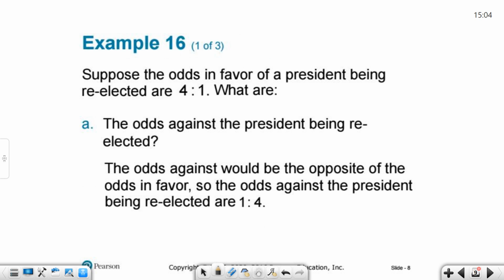So in this one, I say, suppose the odds in favor of a president being reelected are 4 to 1. What are the odds against? Okay, so remember, this is can to cannot. So if I asked for the odds the opposite way, it would just be 1 to 4. So it would be cannot to can, right? And so that's how that one would look.